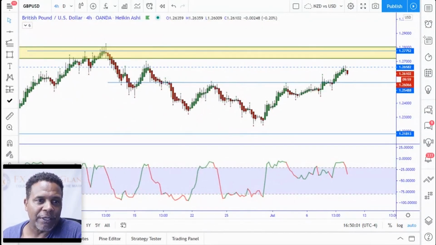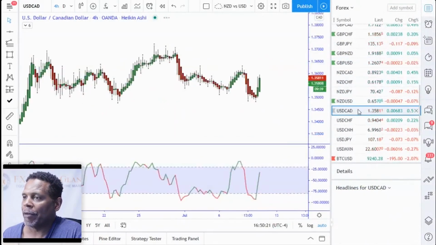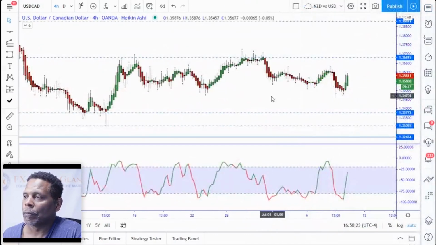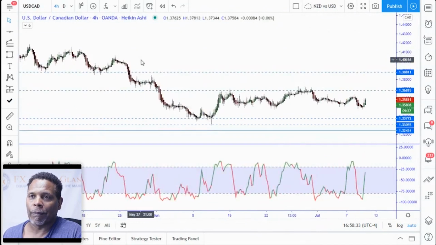Let me see any other questions. Okay, no other questions. I'm going to move to, someone asked me to look at USD CAD, I believe it was. I see no reason for me to really focus on USD CAD. Let me mark this level down here real quick, see something.